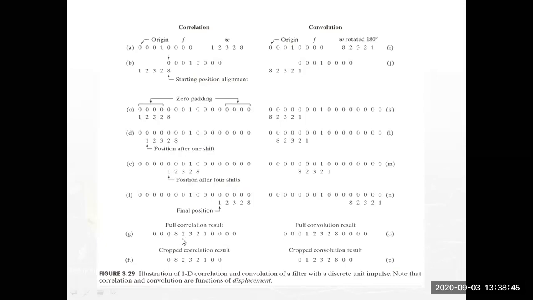But we need 8 digits only, 8 sample values only in the output. So how are we getting 8 samples? If you crop the left side and right side by 2 bits, that means neglect 2 zeros on the left side and 2 zeros on the right side, then you will get 0, 8, 2, 3, 2, 1, 0, 0. So how many samples? 1, 2, 3, 4, 5, 6, 7, 8. So this is the process of correlation in one dimension.